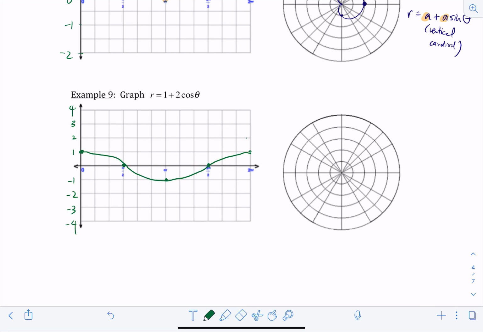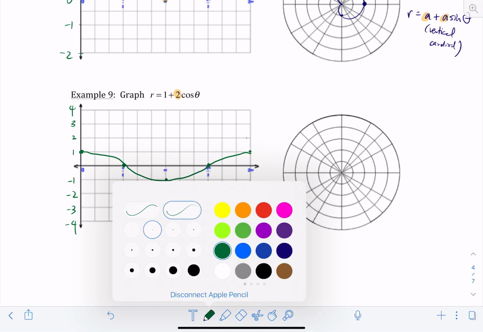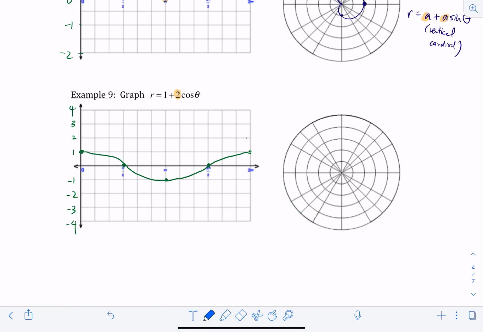Okay. And then what is this 2 in front going to do? This 2 in front is going to stretch it vertically by a factor of 2. So when I stretch it out by 2, 1 times 2 is 2. 0 times 2 is 0. -1 times 2 is -2. 0 times 2 is 0. And 1 times 2 is 2, like this. So then when I stretch it out by 2, I get this graph. Right? So this graph is r is equal to 2 cosine theta.